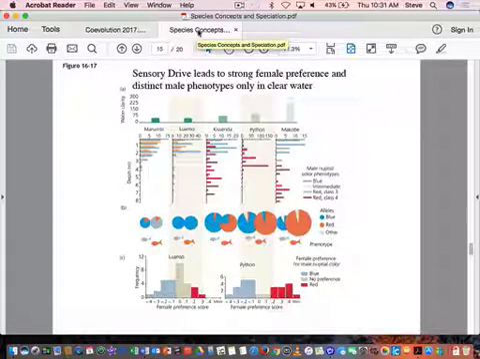So this is one of the most complicated graphs I'll ever show you. So you need to understand this in great detail. No, I'm just kidding. Okay. So the idea here is what happened. They actually think this is what's called sensory drive, or kind of like the Tungara frog example, where it leads to strong female preference, and you only find these distinct male phenotypes in clear water.